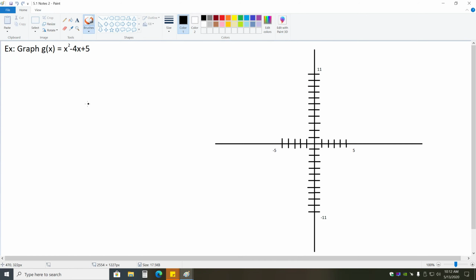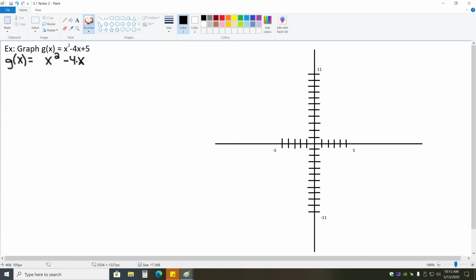Okay, so let's go ahead and try this out. We want to graph g of x equals x squared minus 4x plus 5. It's not in vertex form. So the first thing we have to do is find vertex form by completing the square. To complete the square, the first thing that we have to do is make sure there isn't a number in front of the x squared. Since it's just x squared, this is already done for us. We get x squared minus 4x.